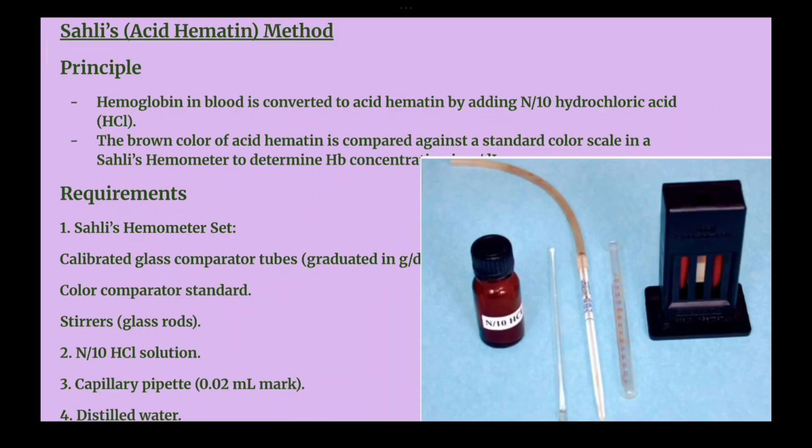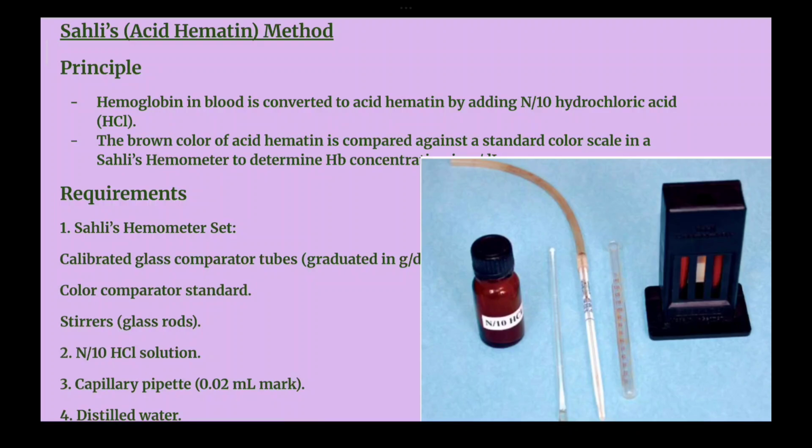Now, Sahli's method or acid hematin method works under the principle that hemoglobin in blood is converted to acid hematin by adding N/10 hydrochloric acid solution. The brown color of the acid hematin is compared against the standard color scale in a Sahli's hemoglobinometer to determine the Hb concentration in the sample that you have collected.